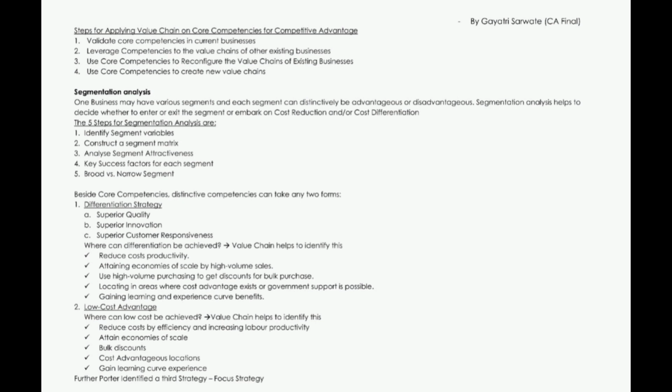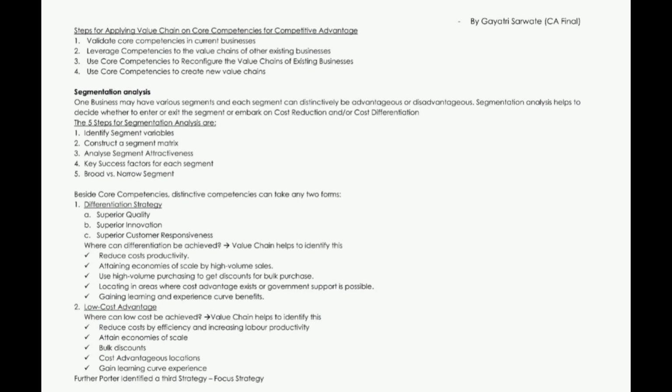What is superior quality? The customers are offered a better quality product in a similar price range, and the quality of product or services offered is such that the company becomes a preferred choice for its customers. When we talk about superior innovation, it means that the company is continuously offering innovative products ahead of its competition. That again is going to set it apart from the rest of the businesses.